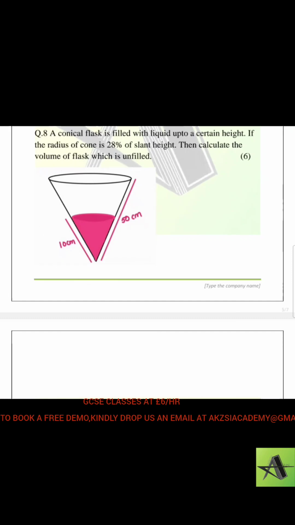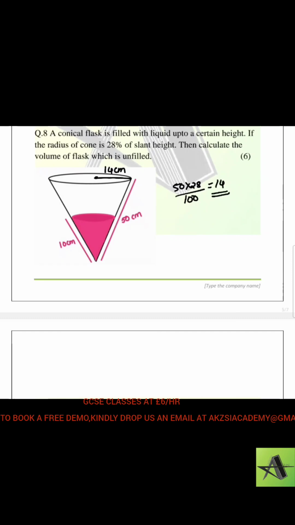So if the radius is 28% of 50, so 28% of 50 is what? 50 times 28 over 100. This is how we can calculate. That will give you 14. So 14 is the radius of this cone. So we got 14 centimeters. After calculating the radius, we have to calculate the volume of flask which is unfilled. I can clearly see this is actually a frustum. And if I want to calculate, I just need to calculate volume of this bigger cone and volume of this cone which is filled.